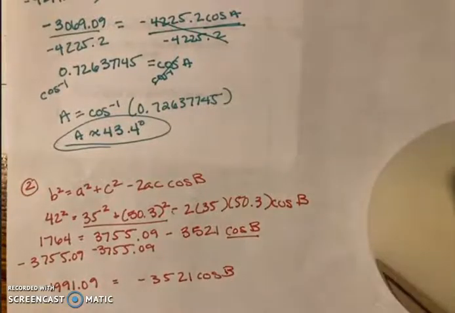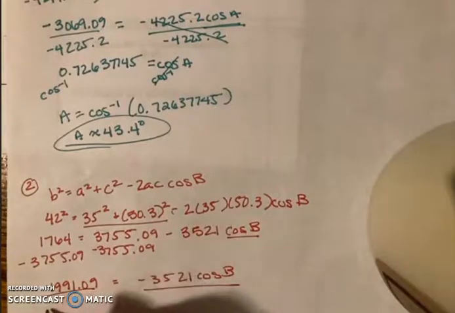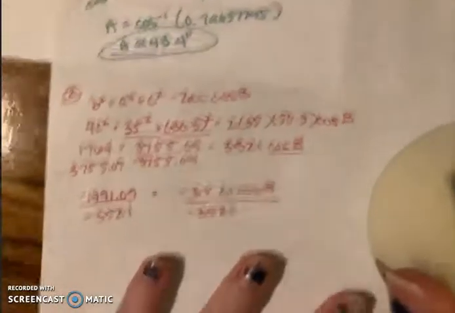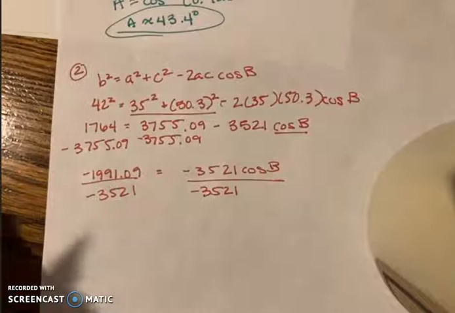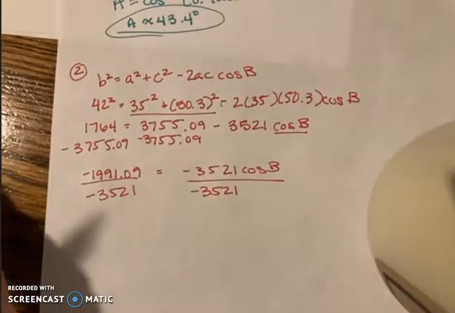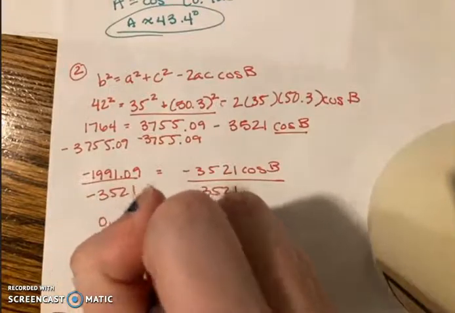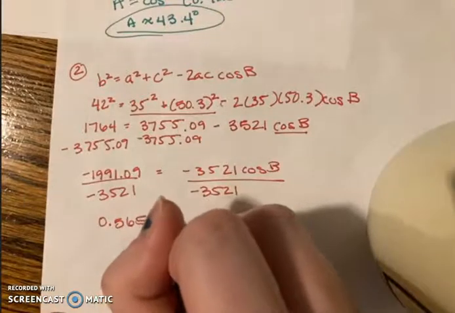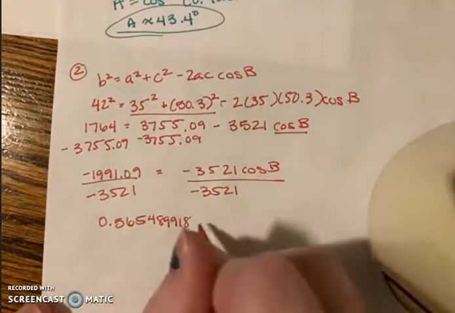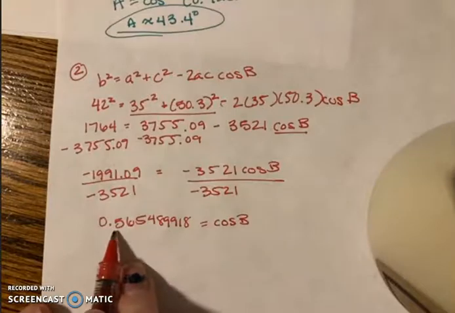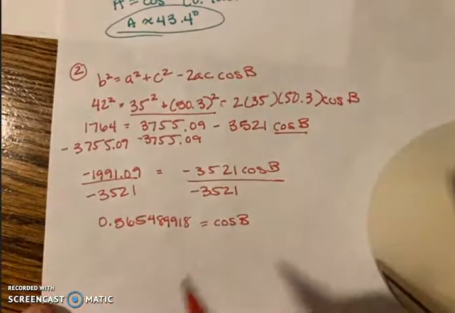Okay, so now I'm currently multiplying by negative 3,521, so the opposite would be to divide by negative 3,521. Plug that in my calculator. I get positive 0.56548991. I don't care how far you go. The more you go, the more accurate your final answer is going to be. You could have put 0.6 here, but just know when checking your answers, you're going to be off.